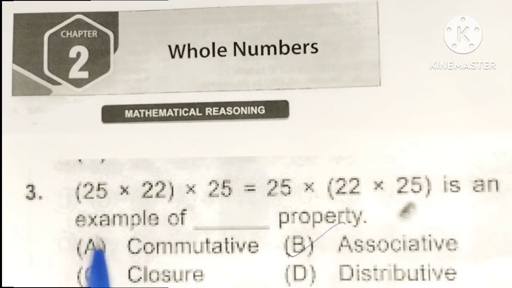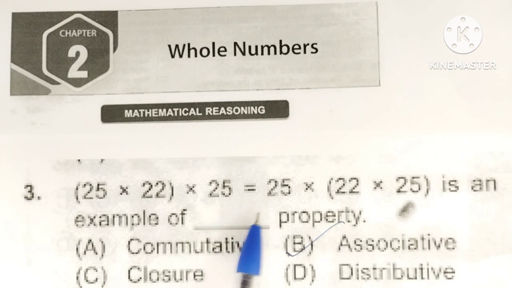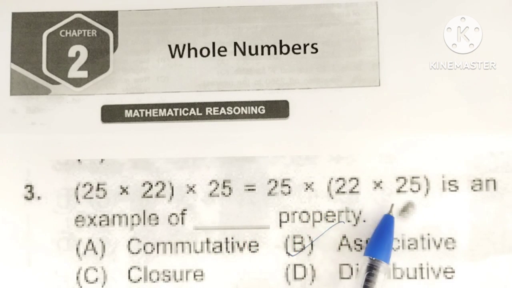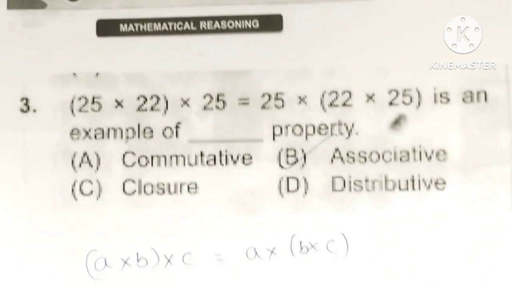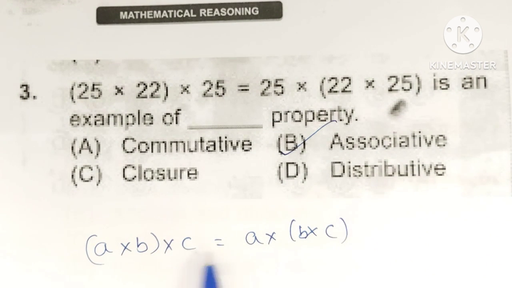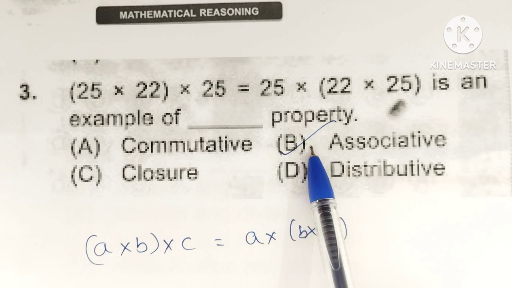Third question, 25 cross 22 cross 25 equal to 25 cross 22 cross 25 is an example of dash property. A. Commutative, B. Associative, C. Closure, D. Distributive. Here it is in the form of A cross B cross C equal to A cross B cross C, which is associative. It satisfies associative law under multiplication. So option B is the correct one.